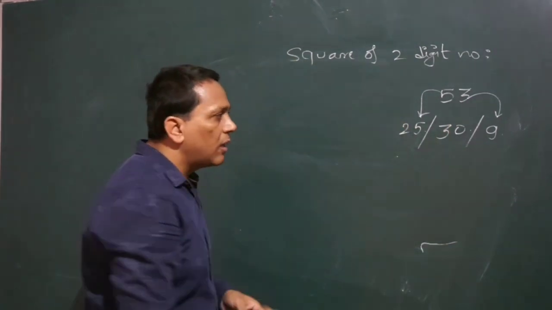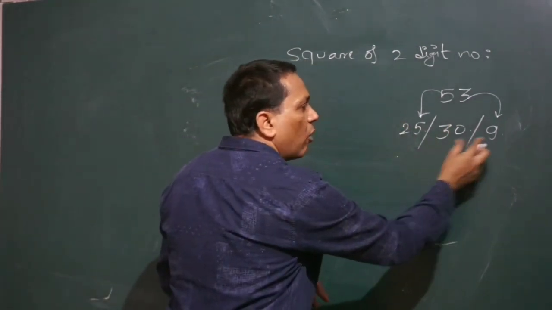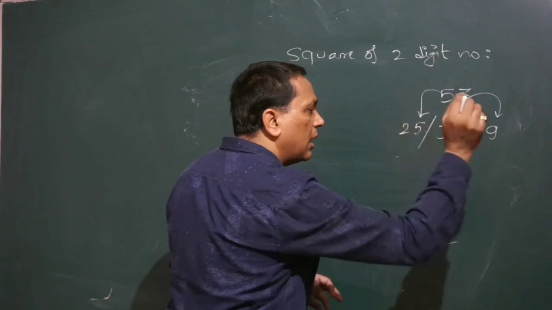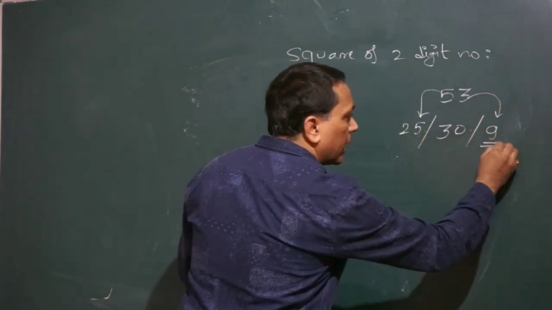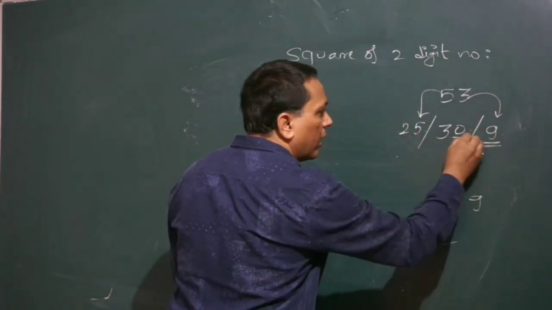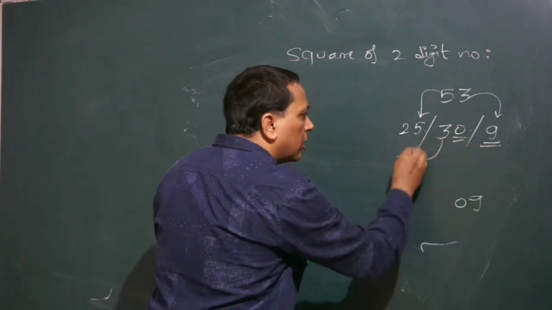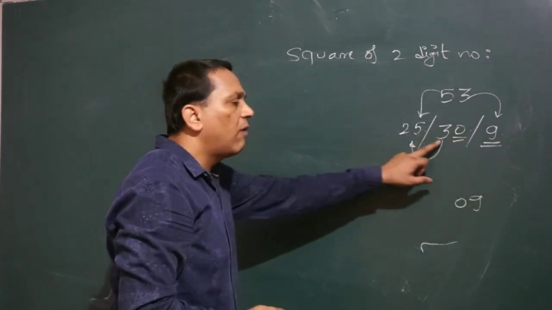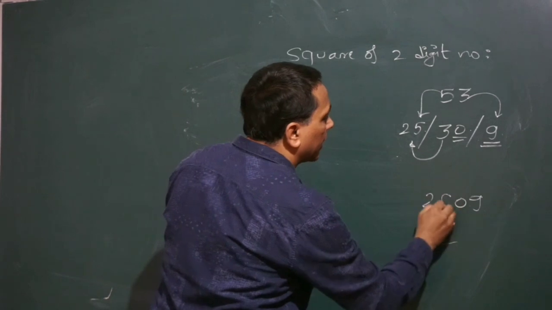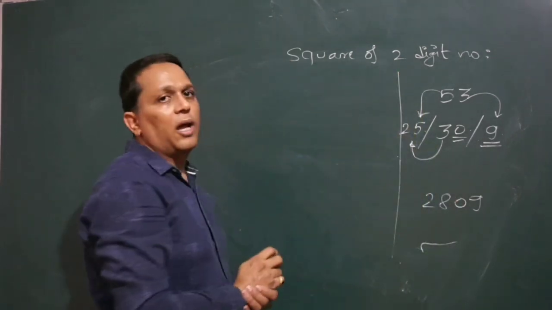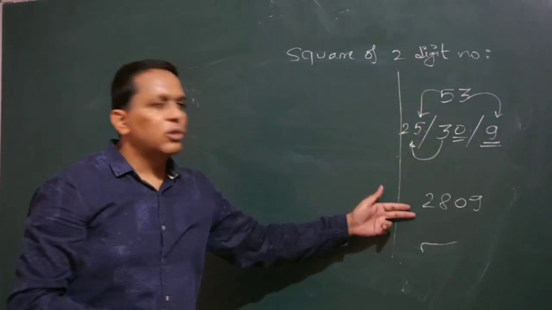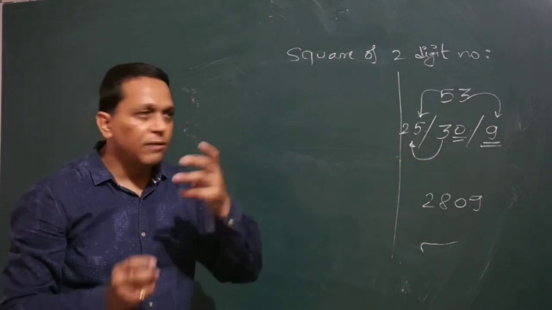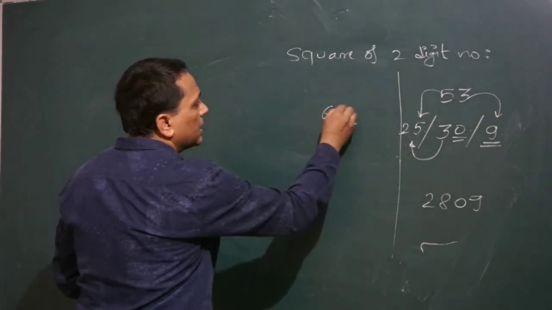Now for the answer, we need only one digit from these two parts, only the last digit. So here we will take 9 in the answer, here we will take 0, and we will add 3 to this part, so 25 plus 3 becomes 28. So this is going to be our answer. 53 square is 2809. Let's see one more example.